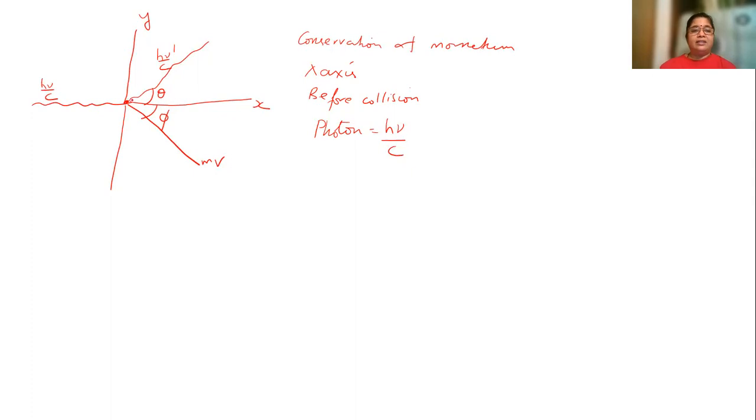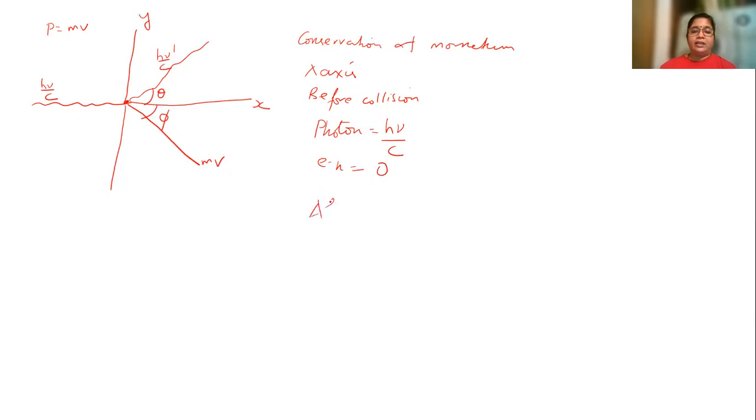Now let us consider this electron. Electron is at rest, and you all know momentum P is equal to m into v, mass into velocity. Before collision, this electron is just sitting, which means velocity is zero. Momentum is also zero for the electron before collision. So we shall write for electron before collision, momentum is zero.